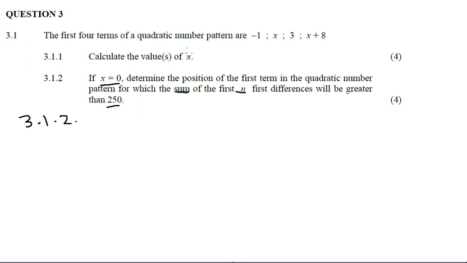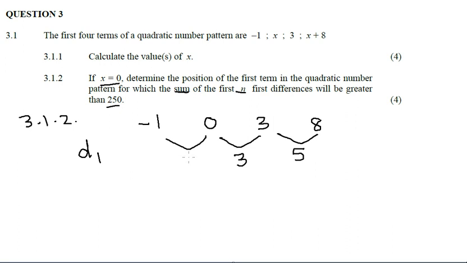So because x is 0, we can write down the first four terms of the quadratic number pattern. That's going to be -1, 0, 3, and 0 plus 8, which is 8. If I work out my first differences, 8 minus 3 gives you 5, 3 minus 0 gives you 3, and 0 minus -1 gives you 1. So this is a linear pattern whose common difference is 2 and whose first term a is 1.